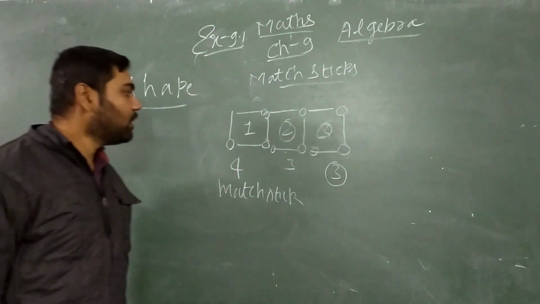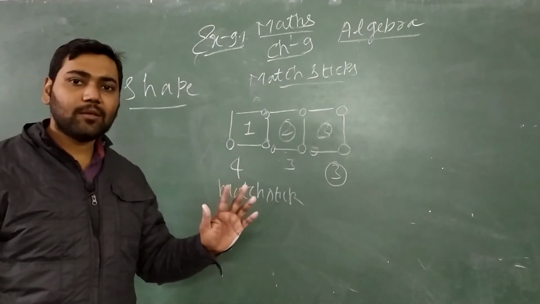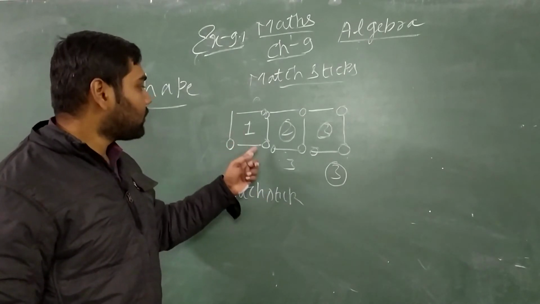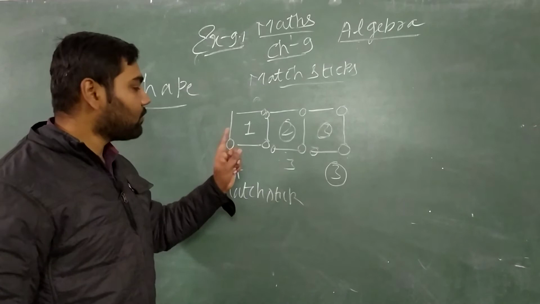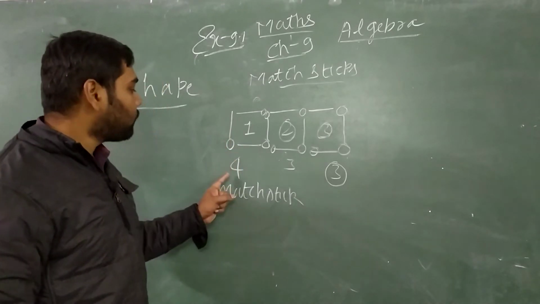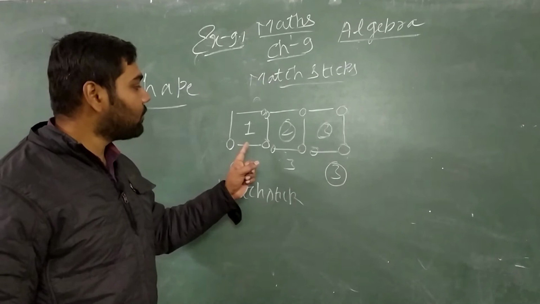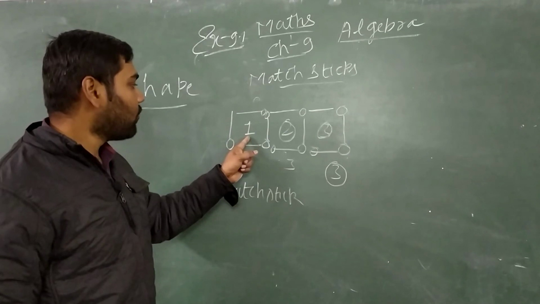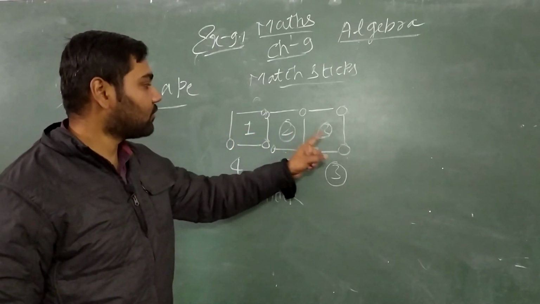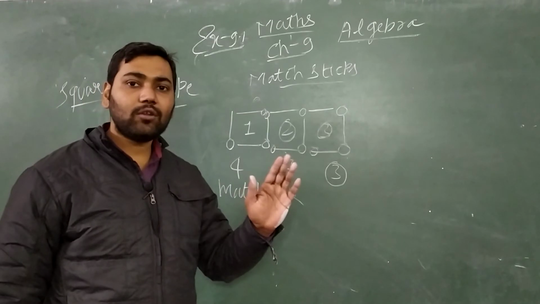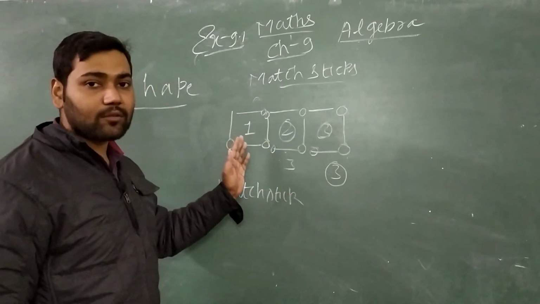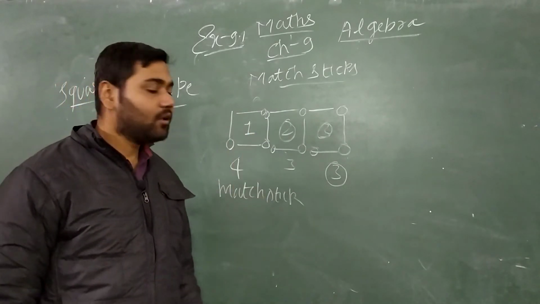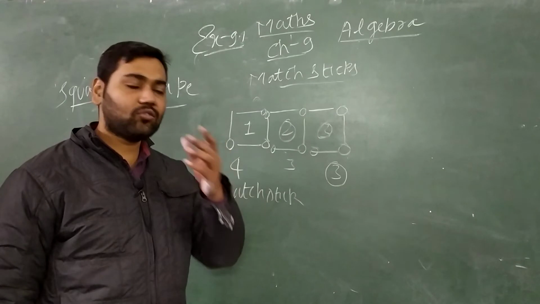So what we are seeing is that for making square shapes, listen very carefully. To make a square shape, if we make only one square, then 4 matchsticks are needed. If we make more than one square shape, I have written here the number of square shapes: 1, this is the second square shape, this is the third square shape. After the first square shape, in the rest of the square shapes, only 3 matchsticks are needed.